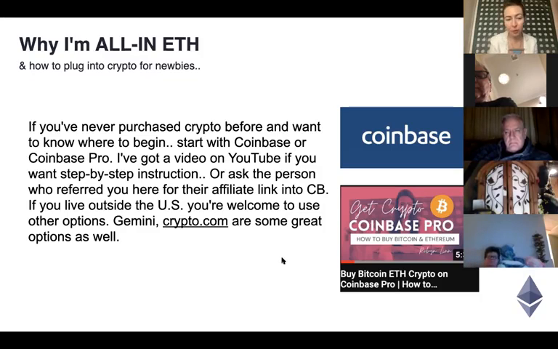There's other options as well, like Gemini, crypto.com. There's many options for those of you who live outside of the United States. So you may want to ask the person who brought you here if they have other recommendations, if you can't use Coinbase or it didn't work for you.